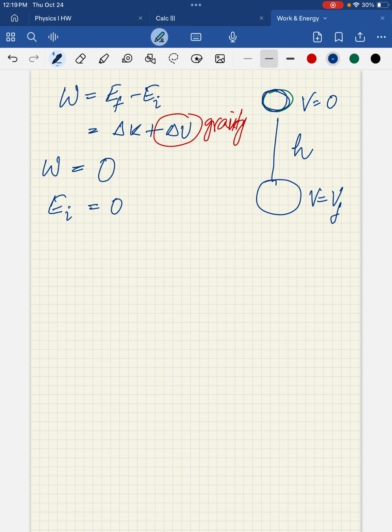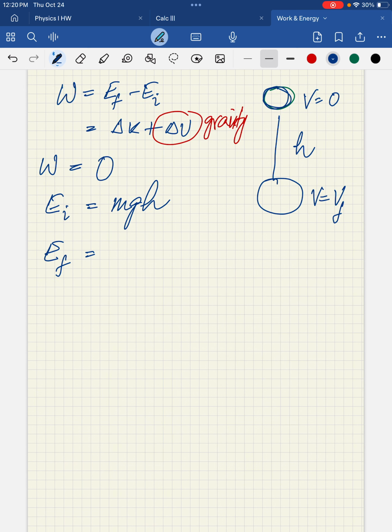Now I'm not using mgh for EI because I'm using gravity on the right hand side. No, sorry, I take that back. In this case, EI is going to be mgh because we are using potential energy. All right, I misspoke. So EI is going to be mgh, and EF is equal to, the potential energy here is 0, but the object has gained a velocity, so half mvf square.